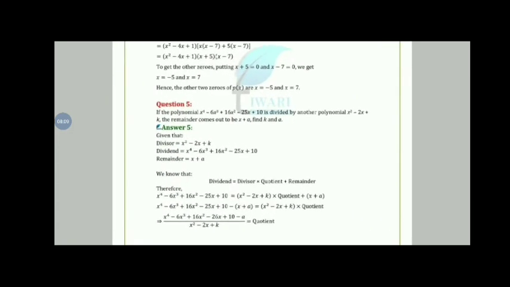In question number 5, if you see carefully, the polynomial x raised to power 4 minus 6x cube plus 16x square minus 25x plus 10 is divided by another polynomial x square minus 2x plus k, and the remainder comes out to be x plus a. Find k and a. So given that this is the divisor, this is the dividend, this is the remainder. As you know, dividend equals divisor into quotient plus remainder. So just putting the values, we are getting x raised to power 4 minus 6x cube plus 16x square minus 26x plus 10 minus a, over x square minus 2x plus k.